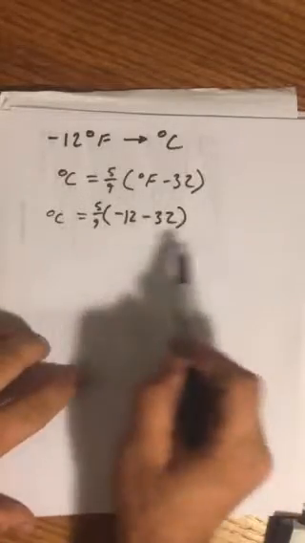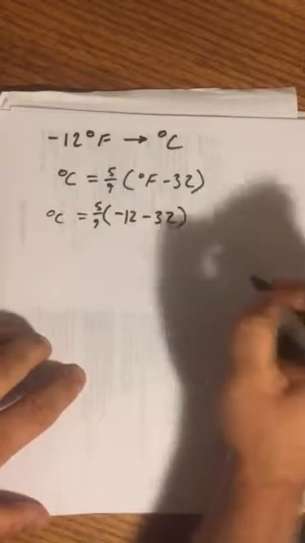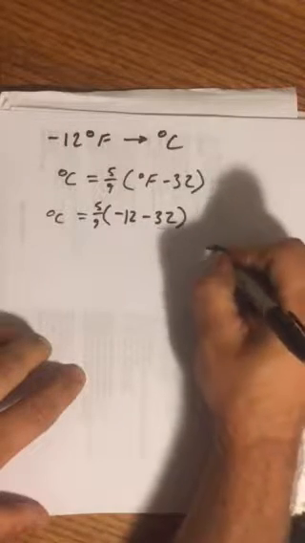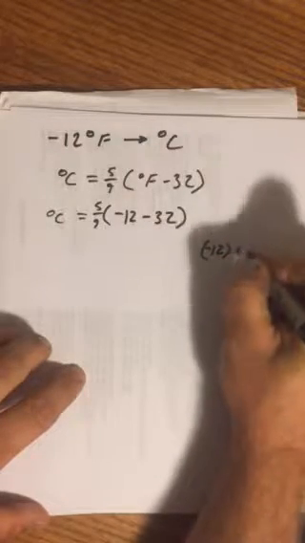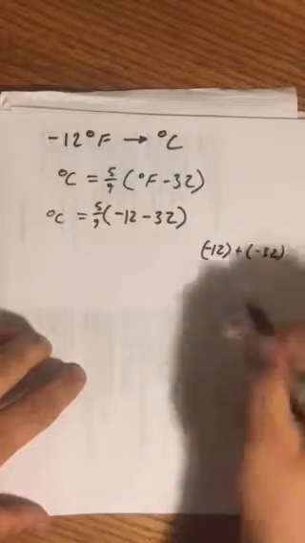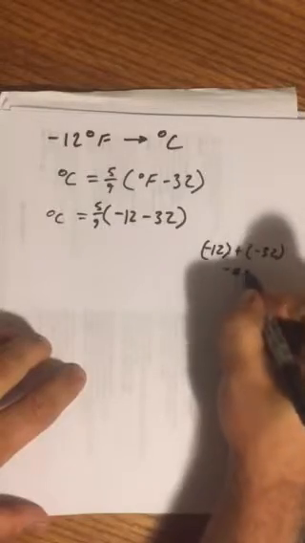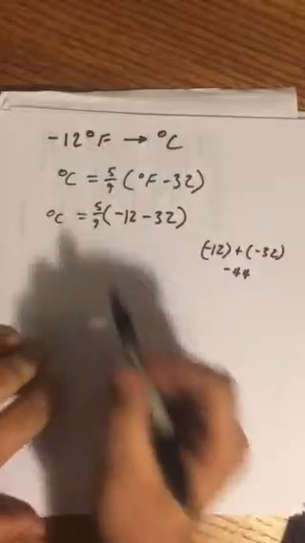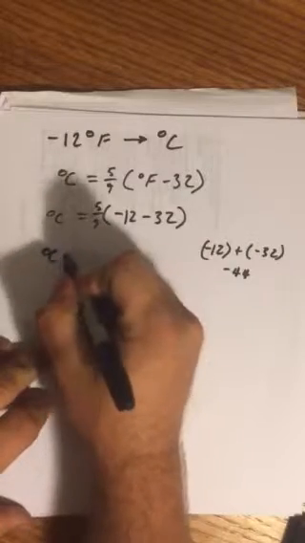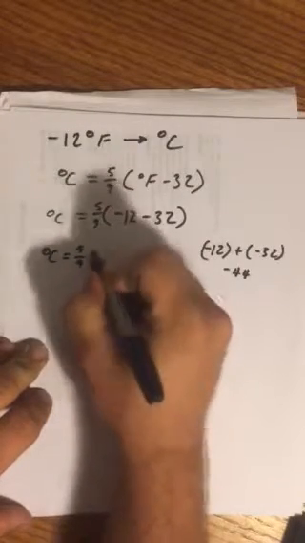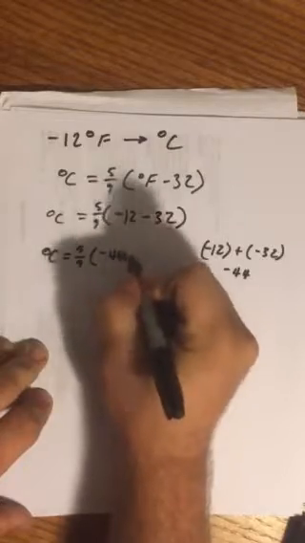You should remember from working with adding and subtracting negative numbers that one of the ways that you can think about this section of the problem right here, this -12 minus 32, you can actually separate that out and think of it as -12 plus -32. Sometimes that's a little bit easier to visualize, and of course you end up with -44. So that's what we're going to come up with over here. So we have degrees Celsius is equal to 5/9 times -44.